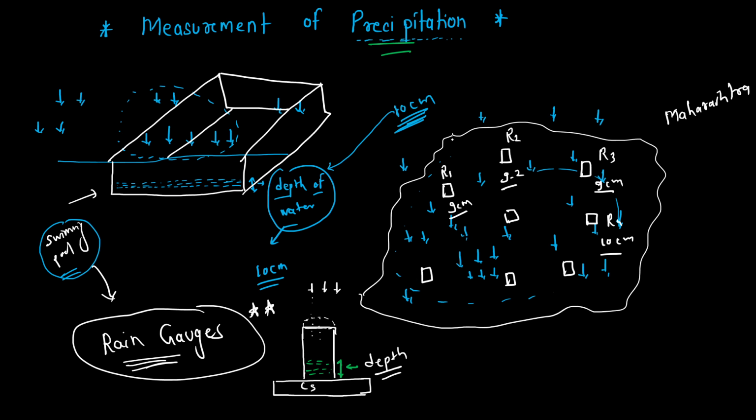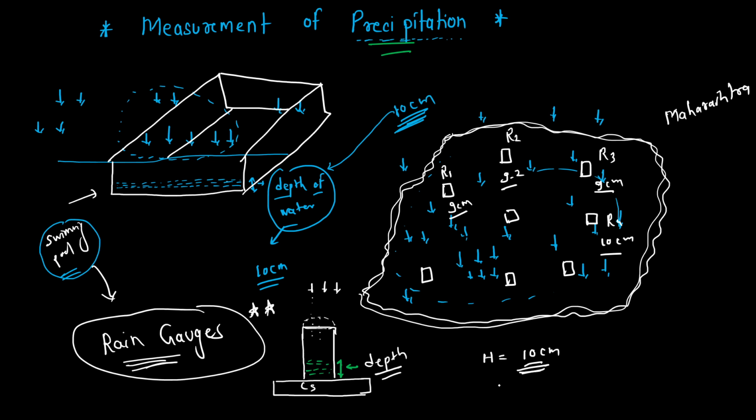So other than the swimming pool, let's say the depth of precipitation occurring in this total area. The area which we are drawing here, if the depth of precipitation is 10 centimeter. So what is the depth? The depth means the height of precipitation that has occurred. So let's say this height is 10 centimeter. And if we know the area of Maharashtra, this is an approximation, let's say it is 100 centimeter square.